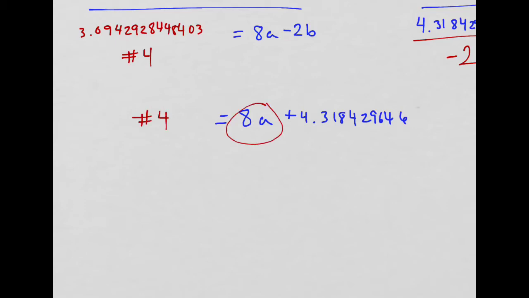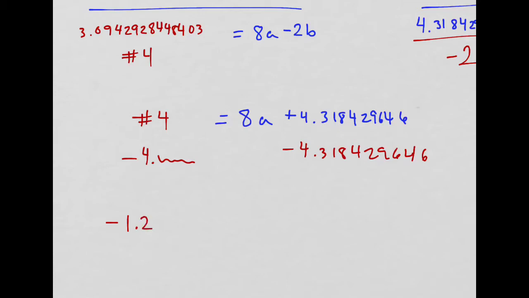And I want to solve for A. So I would subtract 4.318429646. So I'll do that. So I have to put this in my calculator minus this. And then I'll get A. And now I have A. Oh, actually, no, 8A. So I have 8A. So what do I get here? Let's see. If I do this in my calculator, I get negative 1.224136801 equals 8A, because that goes away, and I'm left with that.